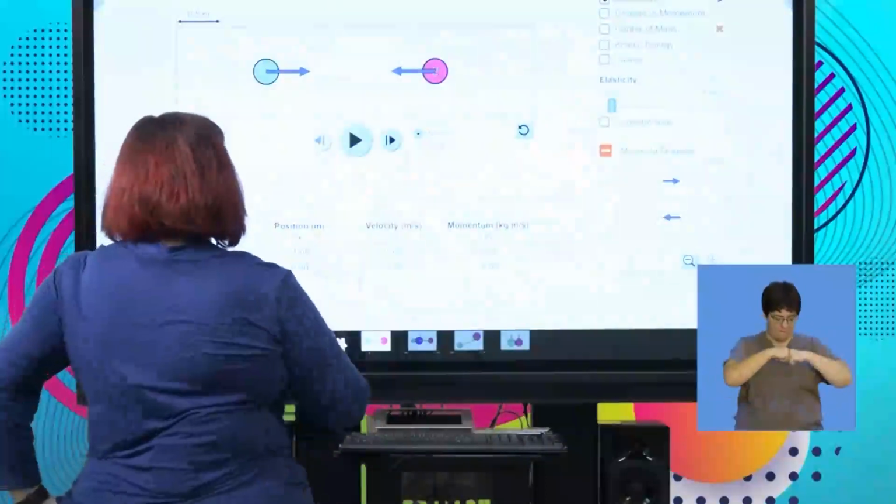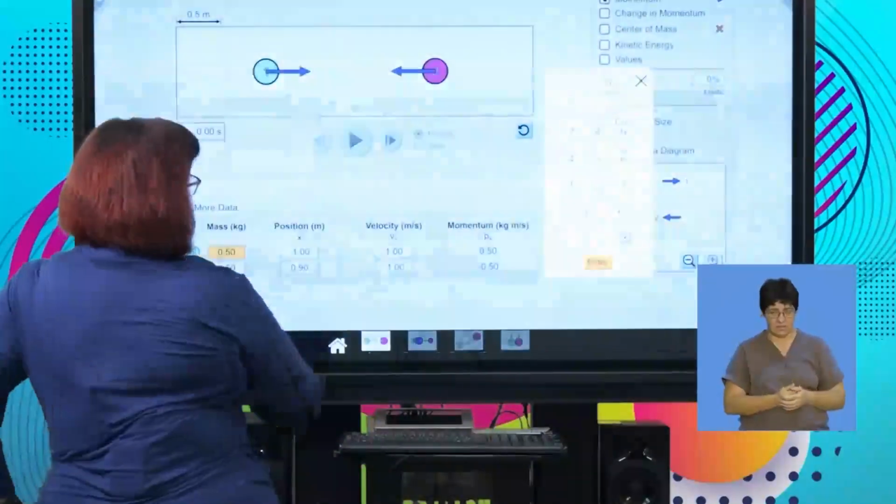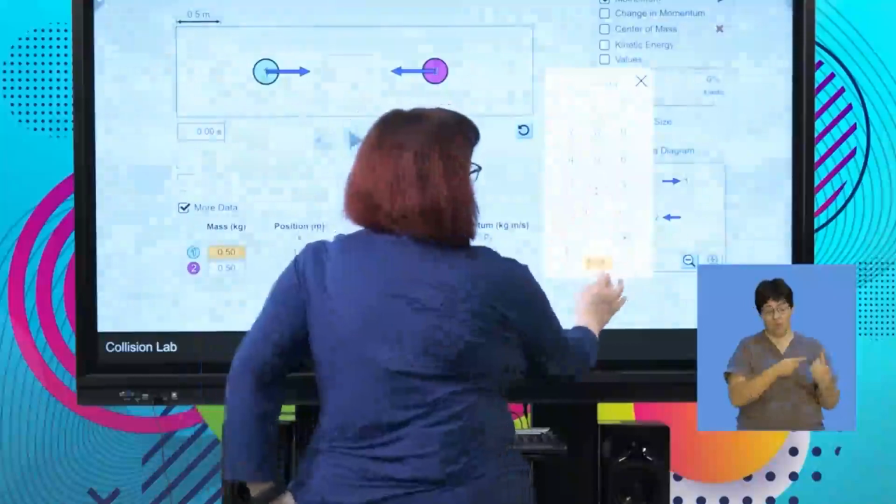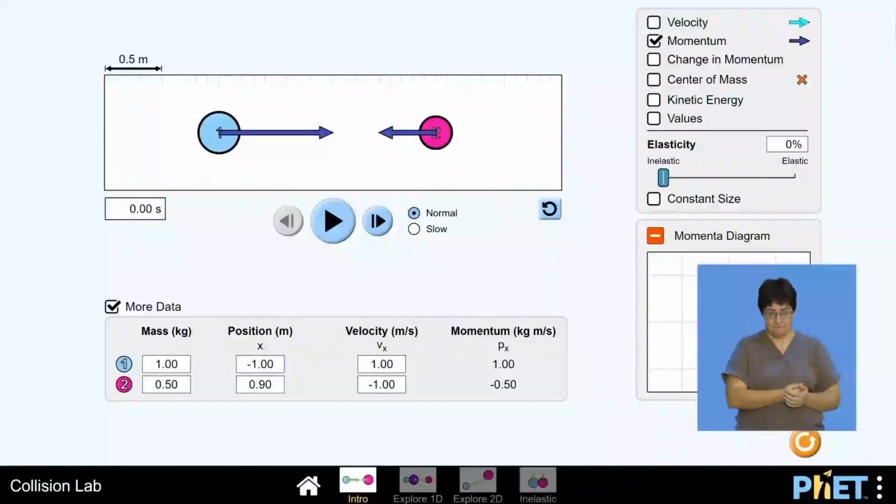So let's make number 1 bigger this time. So I'm going to make it 1 kilogram, okay? So number 1 has a momentum of 1 going to the right. Number 2 has a momentum of minus 0.5, so number 2 is going to the left. My total momentum is to the right, okay, 0.5. So let's see what happens.